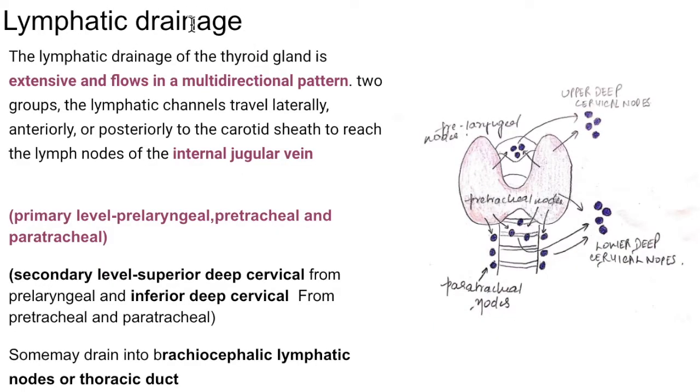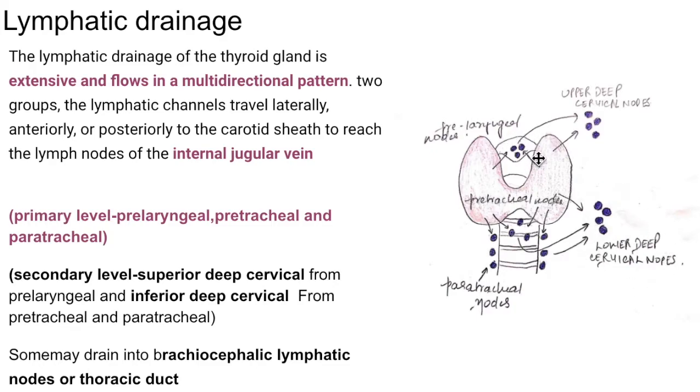Finally, wrapping up with the lymphatic drainage. The lymphatic drainage of the thyroid gland is also quite extensive and flows in a multidirectional pattern, ultimately draining into the internal jugular vein and sometimes the brachiocephalic lymphatic nodes or the thoracic duct. So the idea is that there are lymph nodes at the primary level and the secondary level, right? At the primary level, we have the prelaryngeal nodes, pretracheal nodes, and the paratracheal nodes. And at the secondary level, we have the superior deep cervical nodes and the inferior deep cervical nodes.